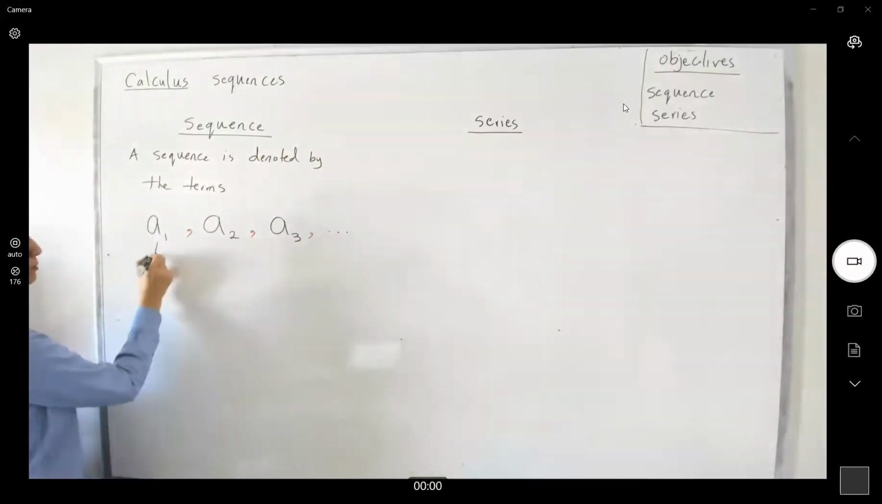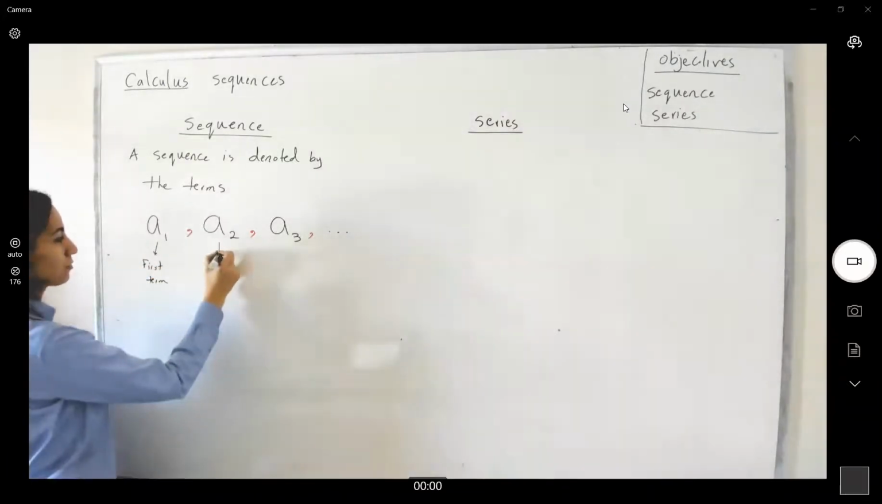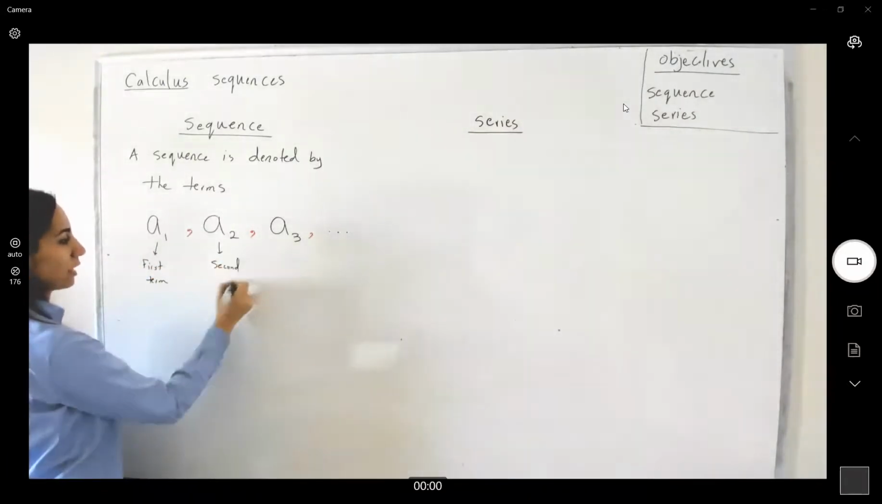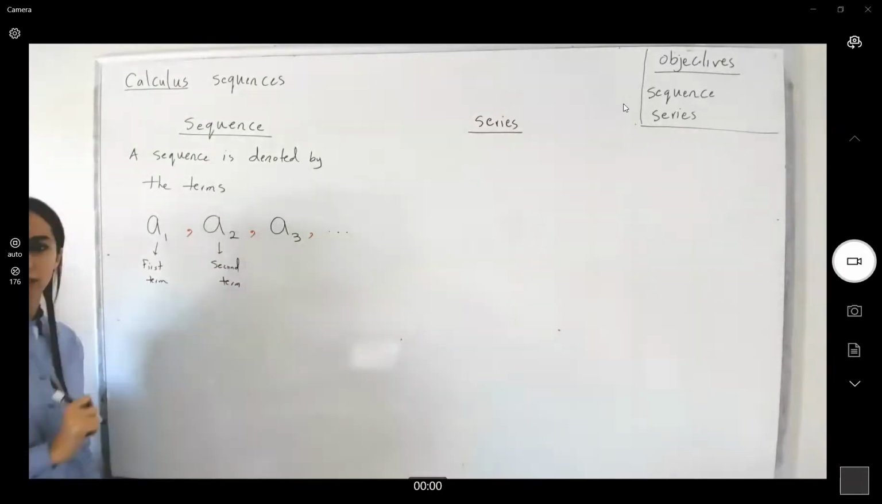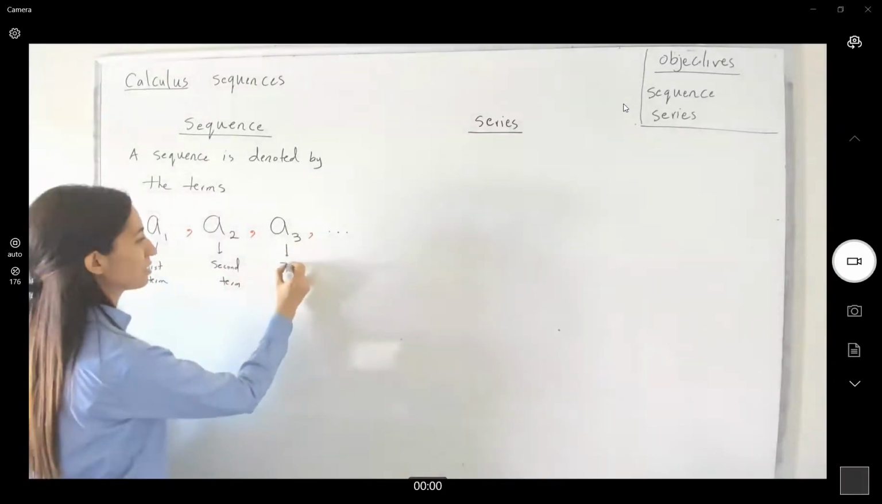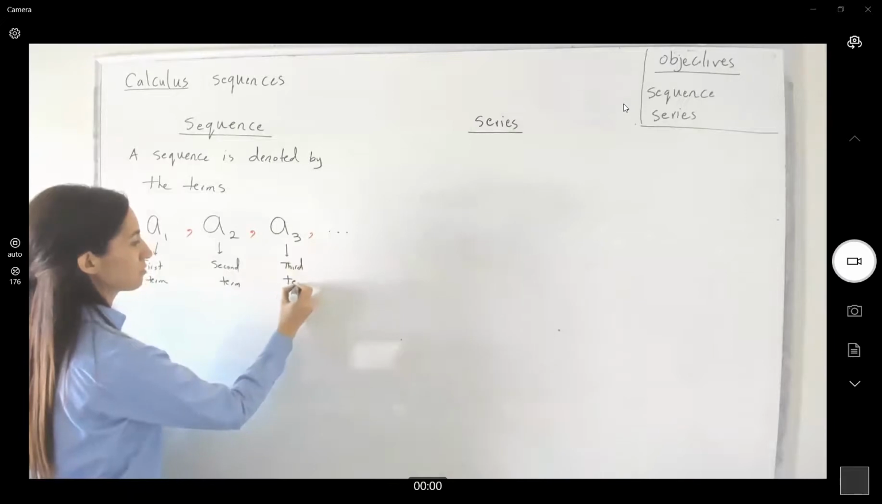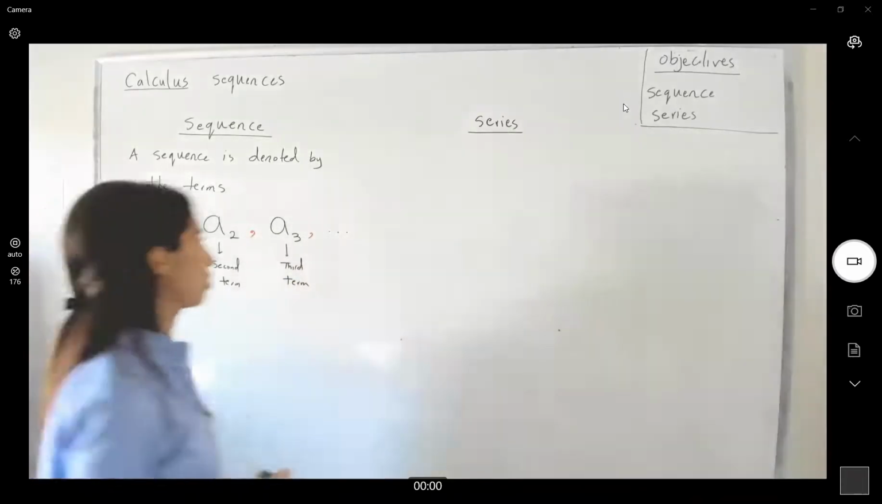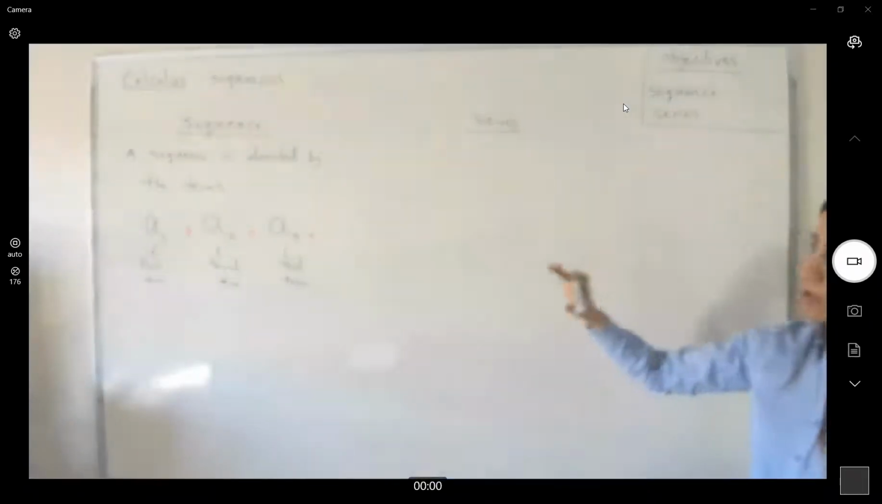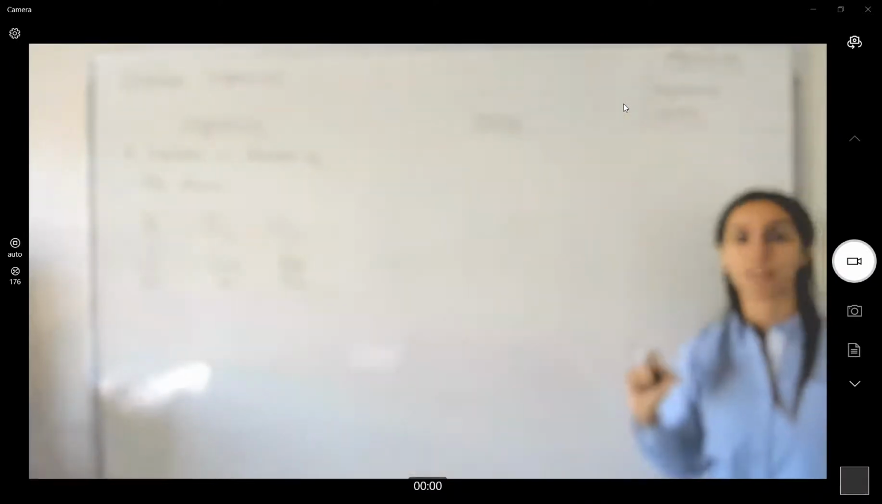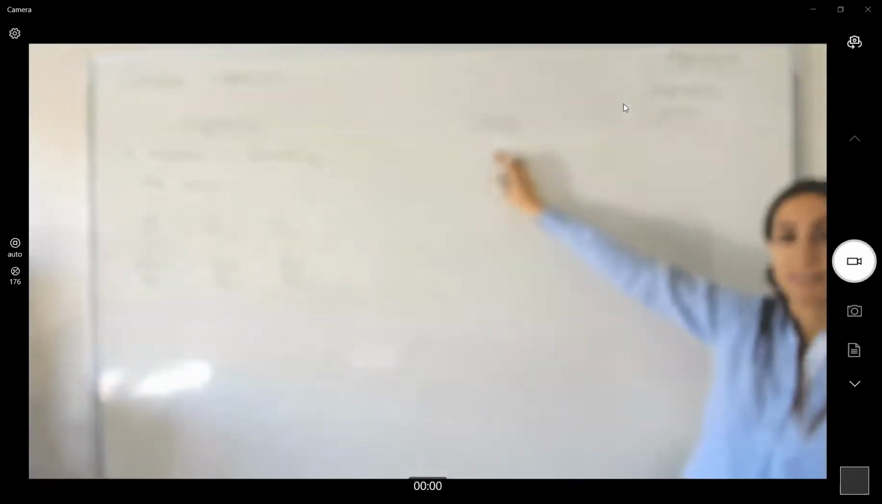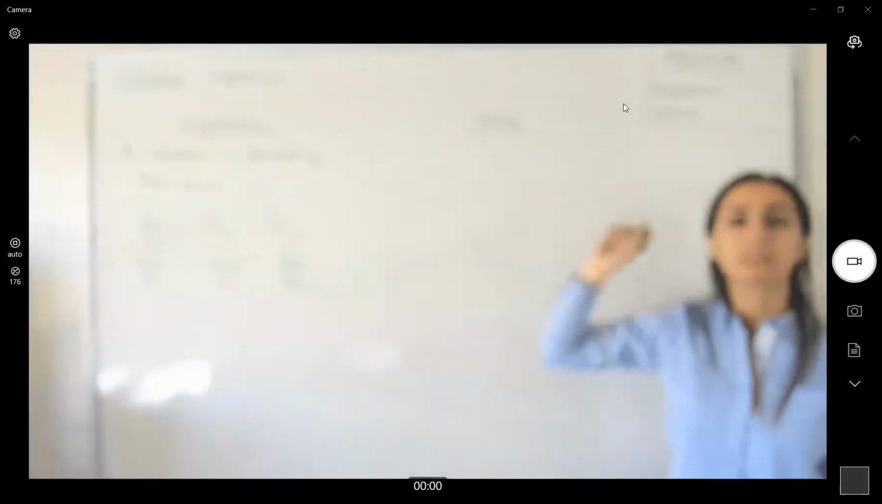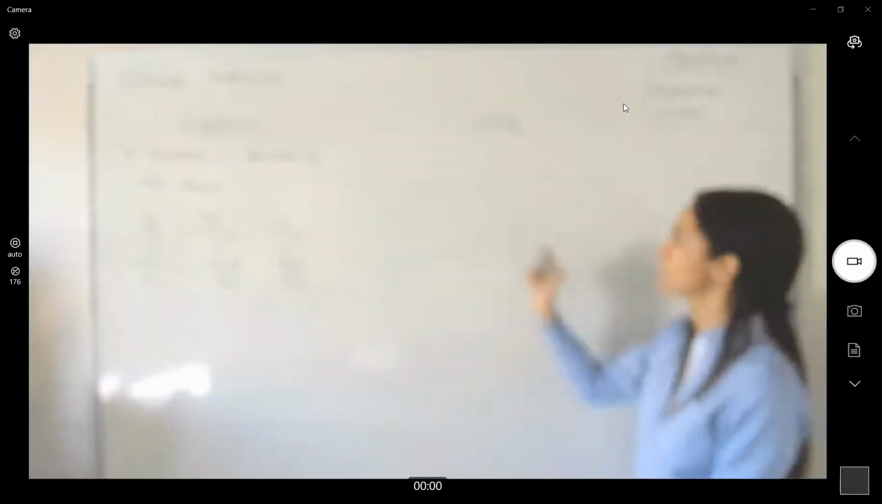So first term, first y value, second term, second y value, the third term, the third y value, and so on. So we separate these by commas. When it comes to a series, we add the terms of the sequence.